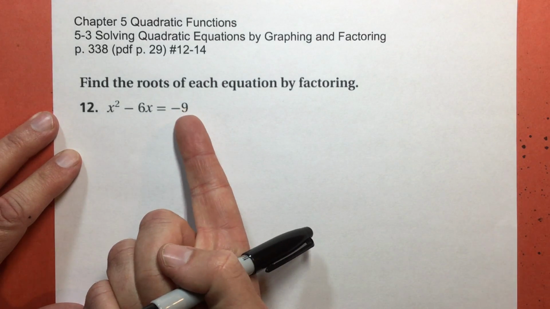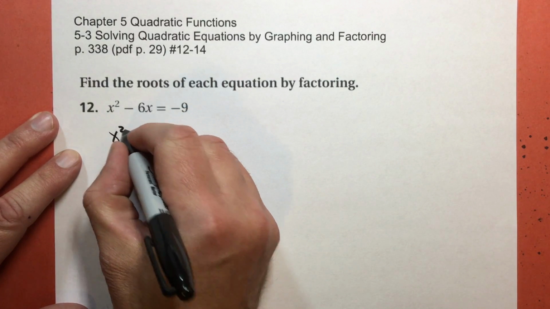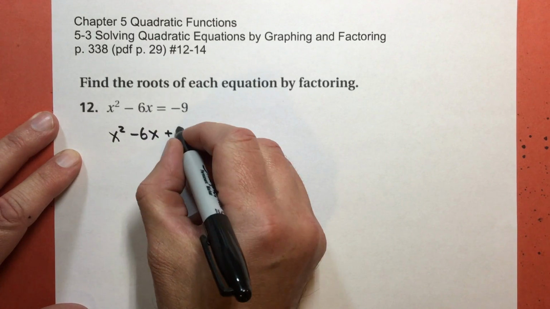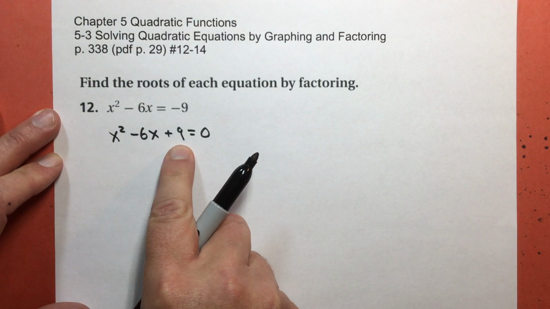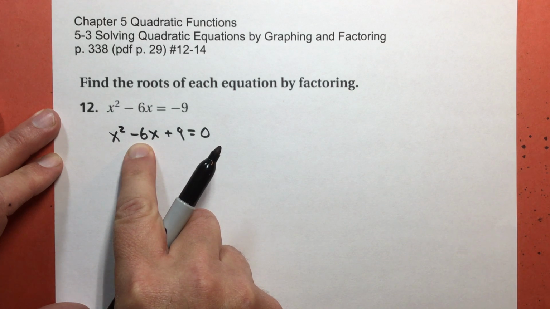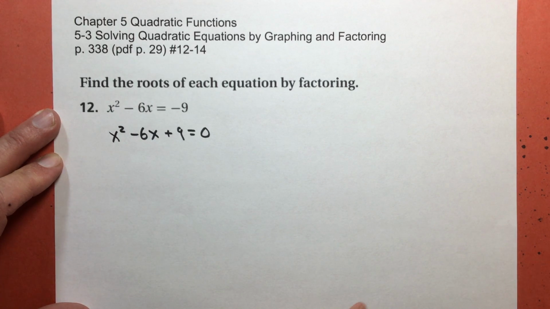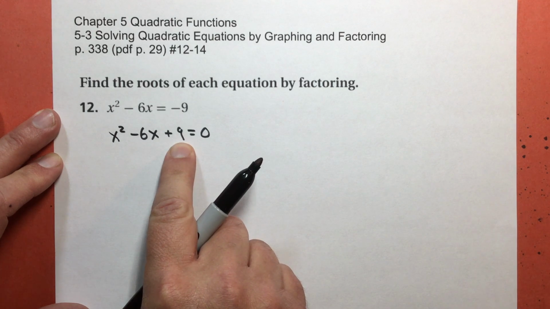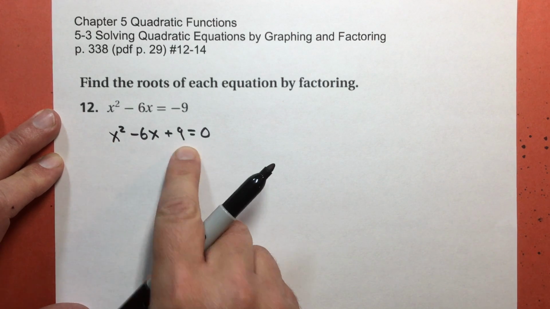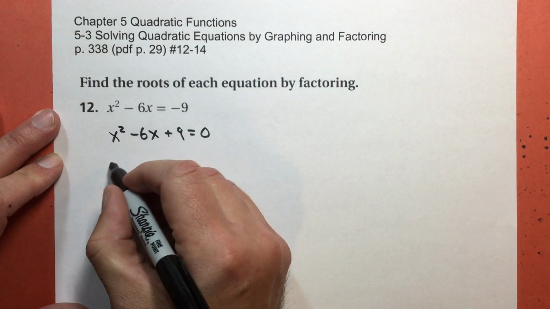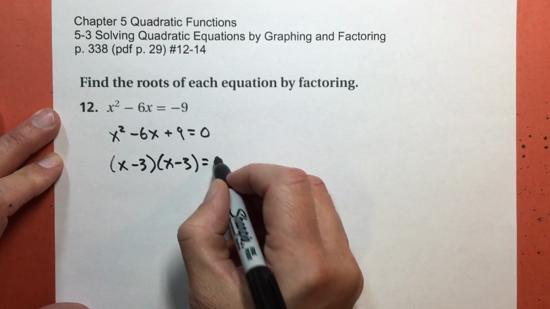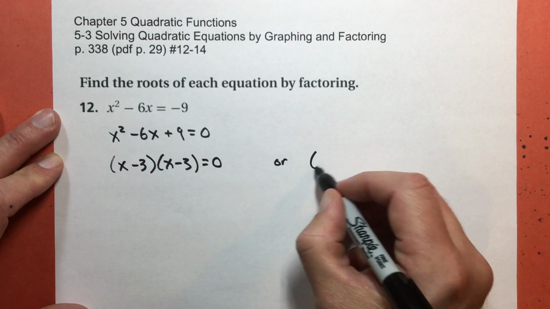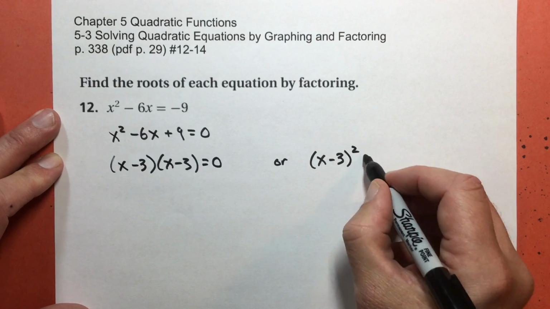So I need to move that -9 over to the other side. I get x squared subtract 6x plus 9 equals 0. Awesome. Now, what two numbers multiply to give 9 but add to give -6? That's one way of doing it. Or you can recognize 9 is a perfect square. This follows the pattern of a perfect square trinomial. So this is x subtract 3 times x subtract 3 equals 0. Or I could have said x subtract 3 squared equals 0.